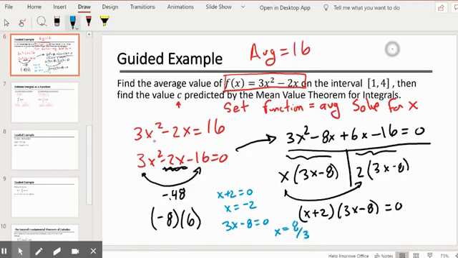8/3. We have to go back and look at our interval from 1 to 4, and we should see that x equals negative 2 is not in that interval. We discard it. This is our c value. It's possible to have one or more c values. In this case, we only have one. The other one we had to discard because it wasn't in the interval.